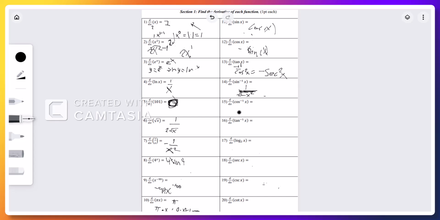The next one is cosine. The difference is it's -1 over the square root of 1 minus x squared. As you can tell, it's the same function. The only difference is the sign is negative right here.